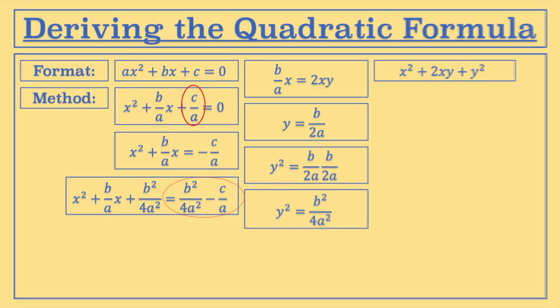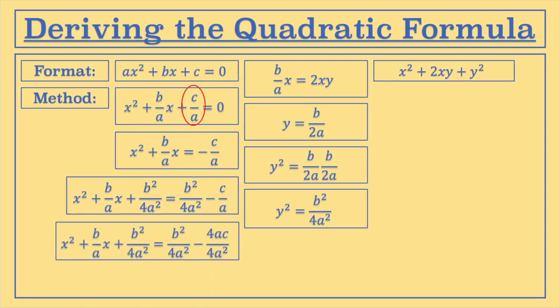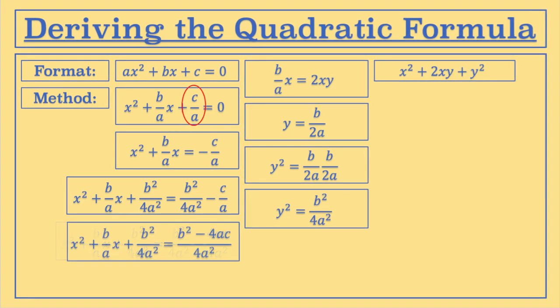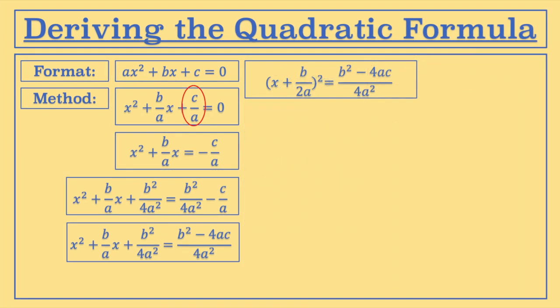In order to merge the fractions, they must have a common denominator. In this case, it involves converting negative c over a to negative 4ac over 4a squared by multiplying the top and bottom by 4a. Combining the right-hand side of the equation by subtraction, we get b squared minus 4ac over 4a squared. Using our knowledge of the square of sums formula, we can factorize the left-hand side of the equation to (x plus b over 2a) squared.